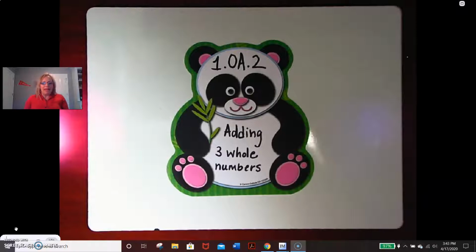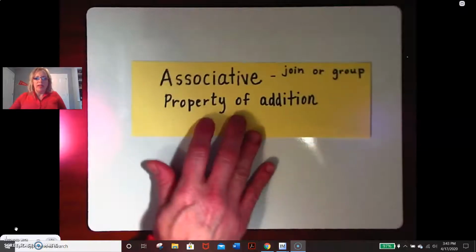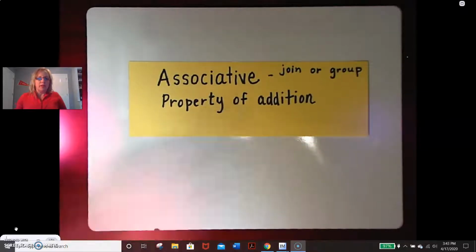Okay, so today we're focusing on adding three whole numbers, okay? And in math, we have different terms that we use. So we have something called the associative property of addition, and it's just a big fancy word that basically means to join or group. Okay, so I'm going to show you how to do that.